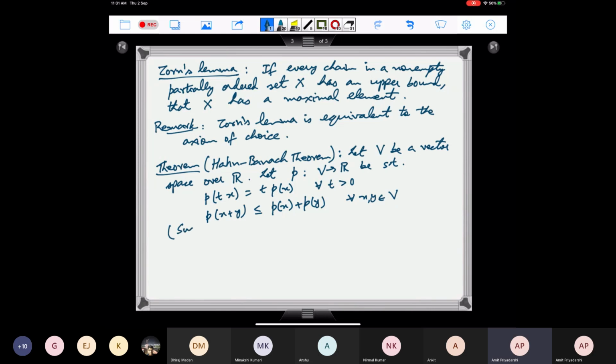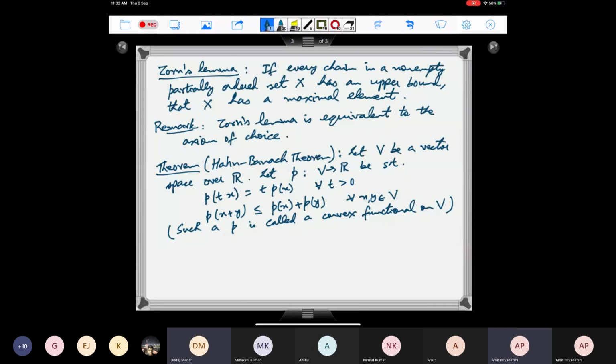Maybe I'll just write that such a P is called a convex functional in V. So we are not saying that P of tx is equal to t times Px for every scalar t, only for positive t. Yes.